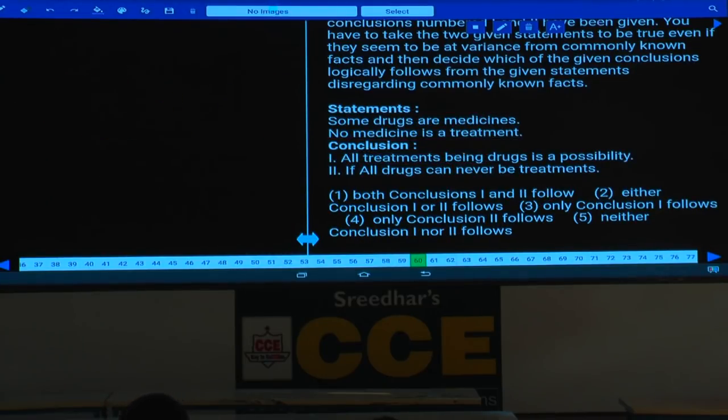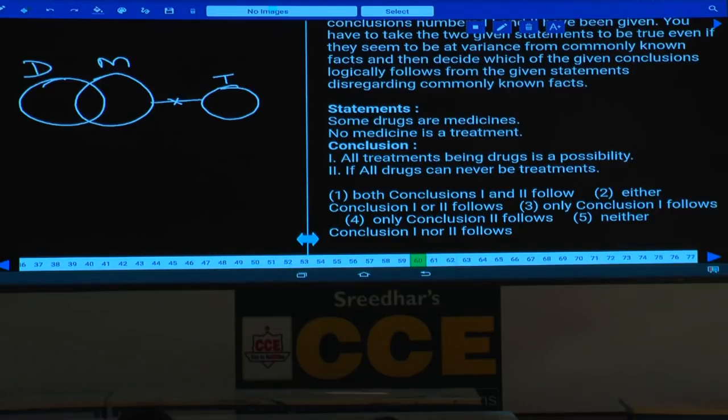Then question number 60: some drugs are medicines. Some drugs are medicines can be written like this, drug and medicine. And no medicine is a treatment can be written like this. Then what is the first conclusion here? Possibility. We will discuss this possibility afterwards. And the second one is again a possibility, can never be. What do you mean by this, can never be? All drugs can never be treatments.